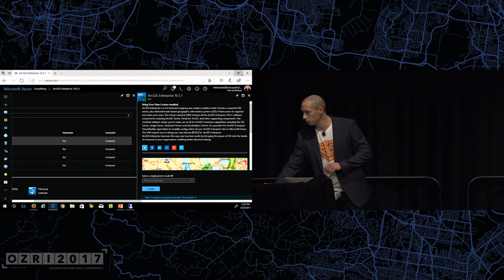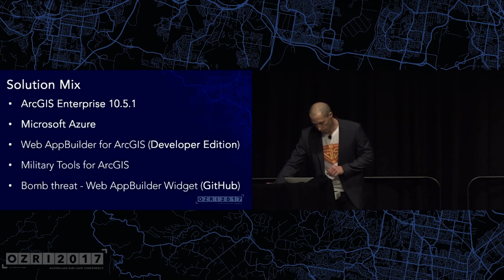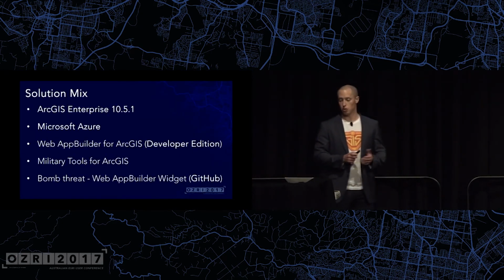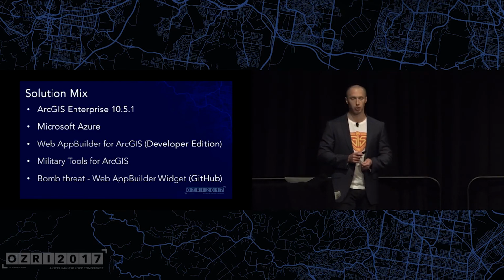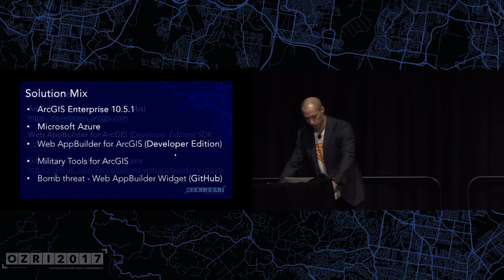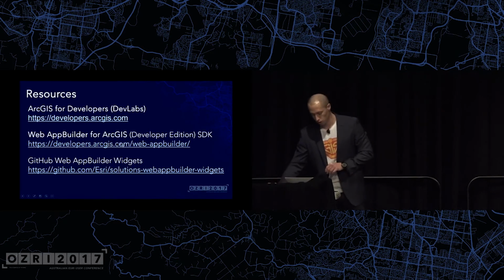Okay, so moving back to my presentation. So that's Microsoft Azure. You can see that I'm using Developer Edition for Web App Builder. I've got military tools coming in from the Esri product, and I've grabbed the bomb threat widget from the Web App Builder widget gallery on the Esri Solutions page there. Okay, resources. I think we've got a little bit more time, running short of time.